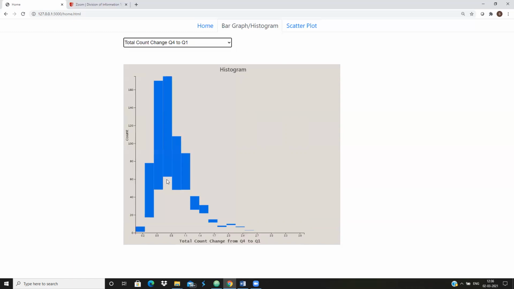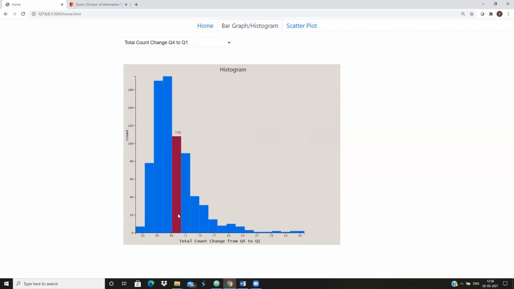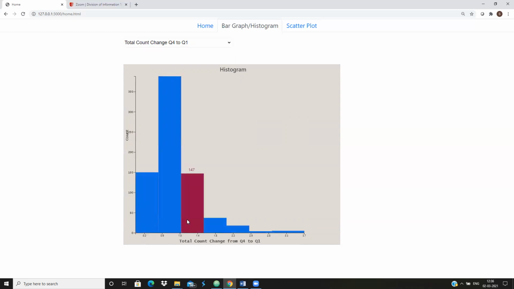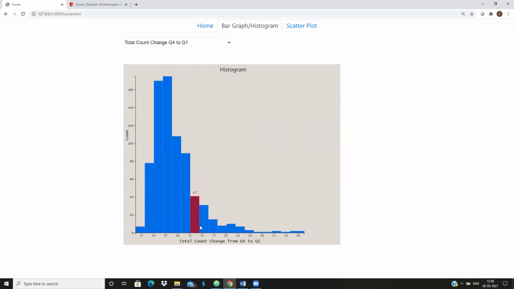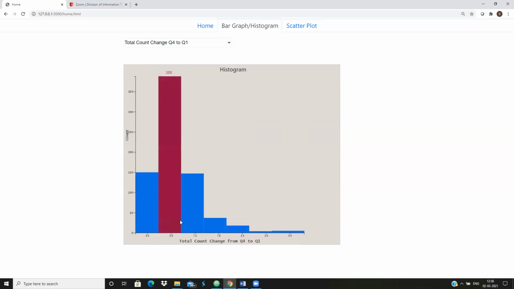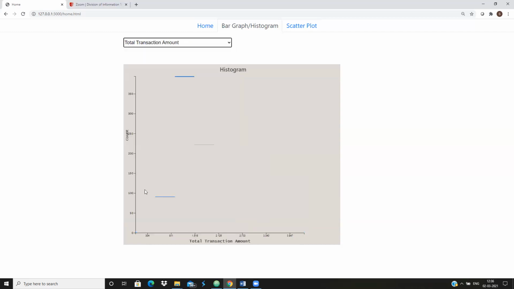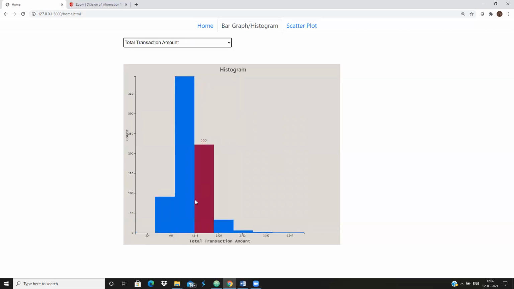Even the count change follows a similar pattern, and they should really be targeting these customers to shift them greater than one so that they can get maximum utilization. As you can see, I'm dragging and it increases the number of bins, and when I drag left, it decreases the number of bins. You can see that this huge chunk of 388 customers are in the range 0.8. Then we also have total transaction amount, which again is a kind of bell-shaped curve, and it follows the same pattern.